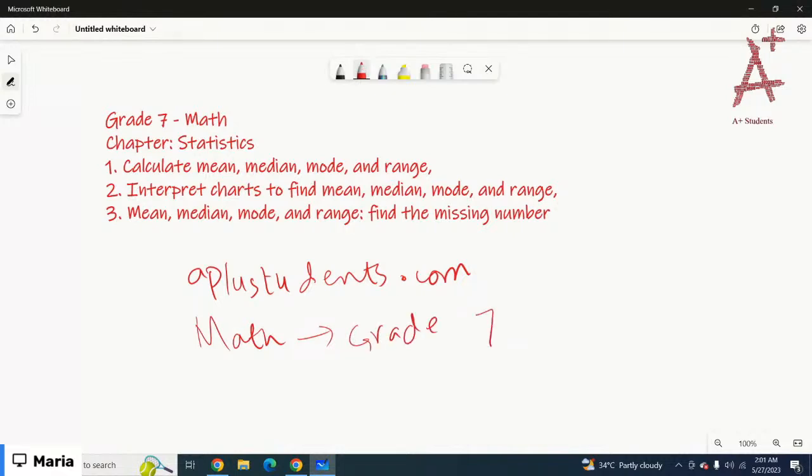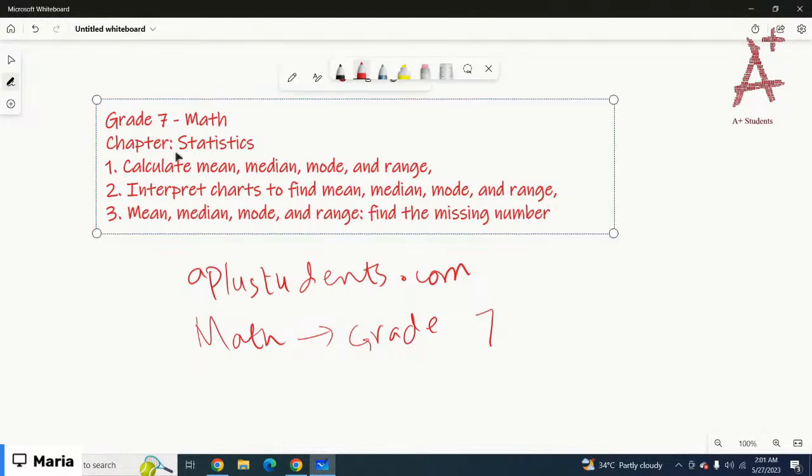There you can find a list of the chapters. We're going to start with the chapter statistics. The lessons we are going to cover today are calculate mean, median, mode and range; interpret charts to find mean, median, mode and range; then mean, median, mode and range, find the missing number. So let's start with the first lesson.